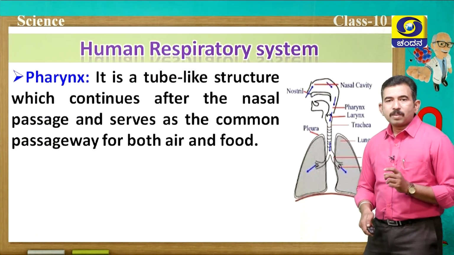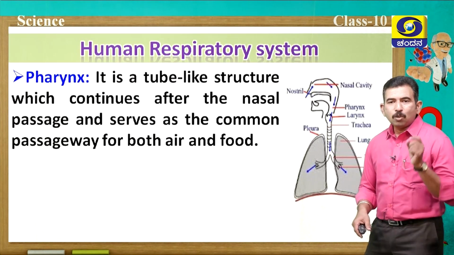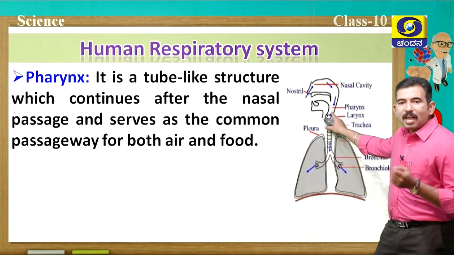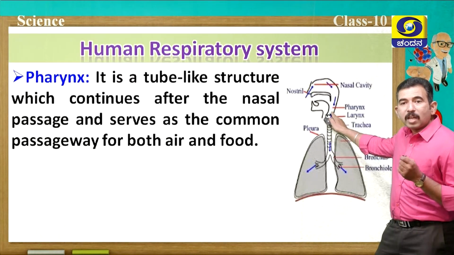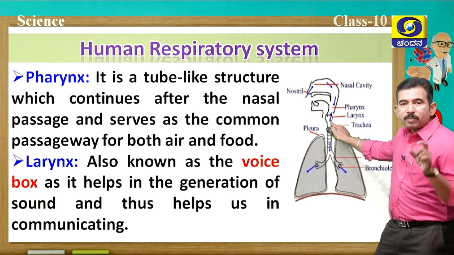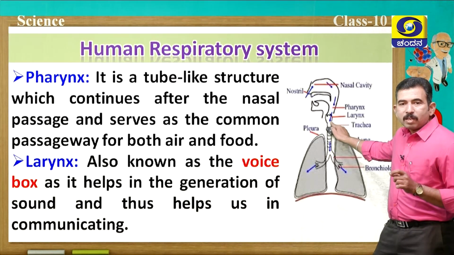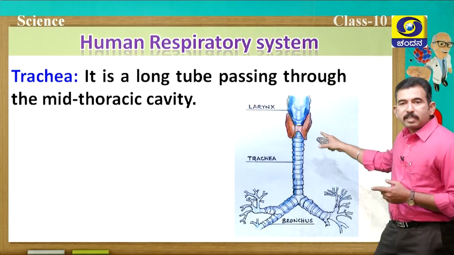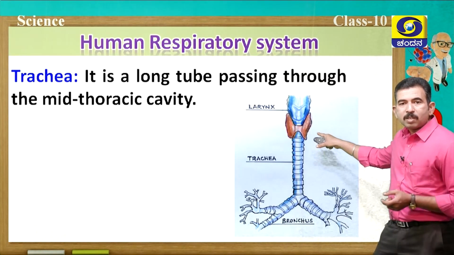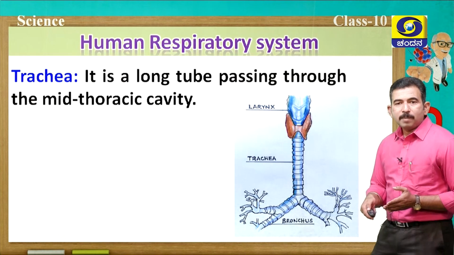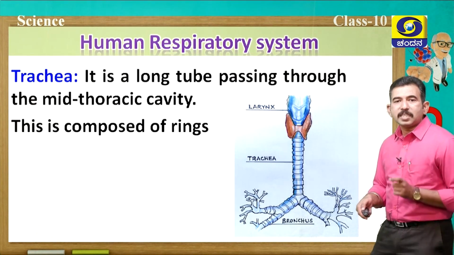Next, second part, pharynx. Pharynx is a tube-like structure which continues after the nasal passage and serves as a common passageway for both air as well as food. Below the pharynx is one more part, that is larynx. It is also known as the voice box. It helps in the generation of sound, thus helps in communication. Larynx is connected with the trachea, which is a long tube passing through the mid-thoracic cavity. This trachea is made up of C-shaped cartilaginous rings.